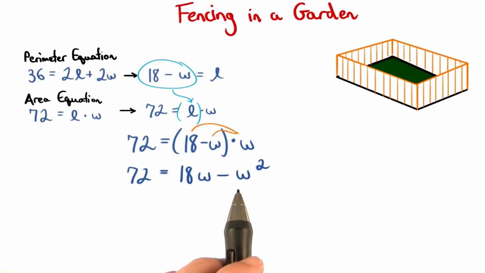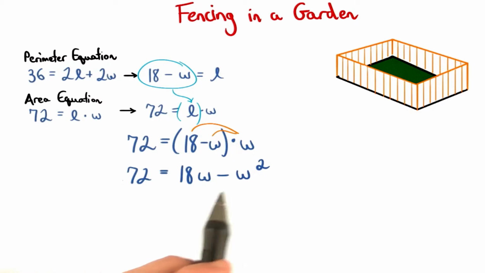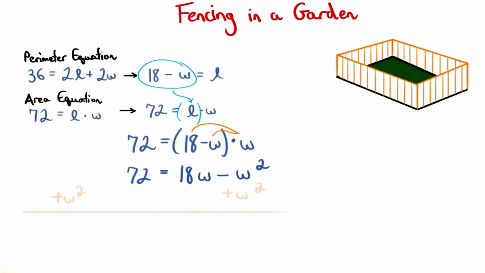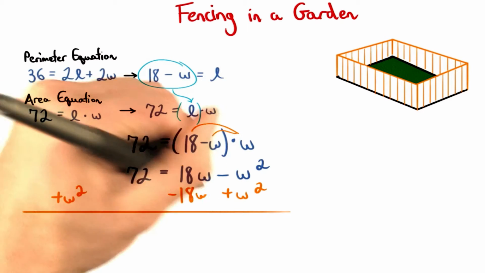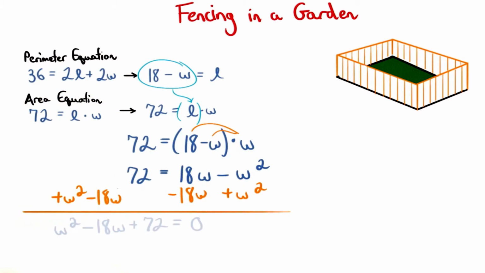So we want to move all of these terms to the left-hand side so our W squared will be positive. So we'll add W squared to both sides and we'll subtract 18W from both sides. This gives us W squared minus 18W plus 72 on the left and 0 on the right.